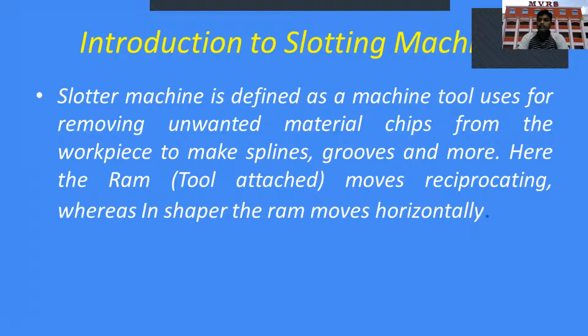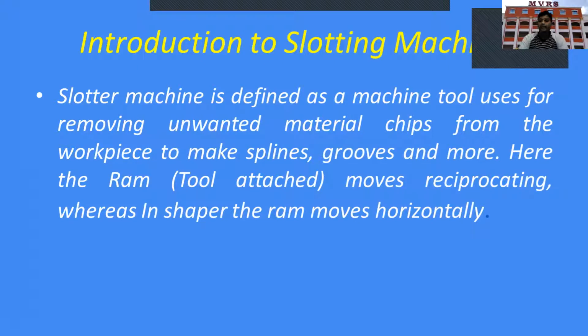So in the first, the slotting machine is a machine tool. As we all know, the slotting machine is a machine tool. And why is it used? The slotting machine is used in order to remove the unwanted material. How does it remove the unwanted material? It removes the unwanted material in the form of chips. Okay, so we have learned 2 points here. First, the slotting machine is a machine tool. And why are we using this machine tool? In order to remove the unwanted material.